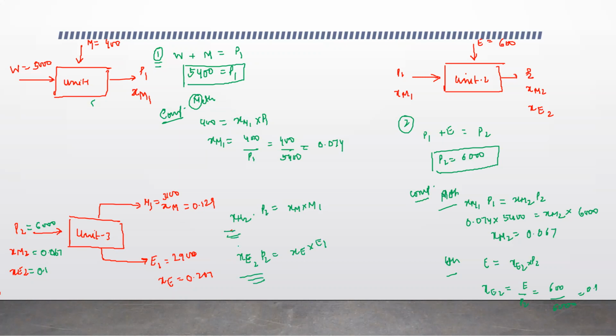So I hope you have been able to understand how we deal with multiple units. More importantly, I hope you have understood how to form different material balance equations, which include the overall material balance as well as the component balance equation. For the overall material balance equation, you just have to see the input stream and output stream. When we form the component balance equation, we multiply the input stream by the mole fraction or mass fraction of that component.